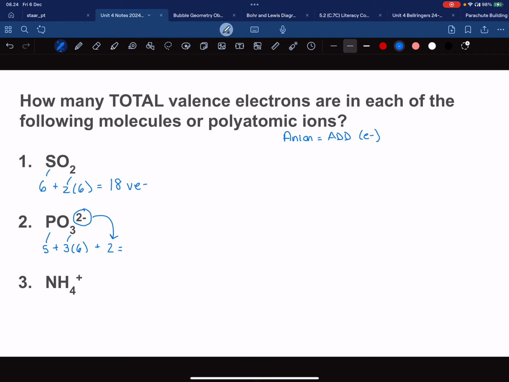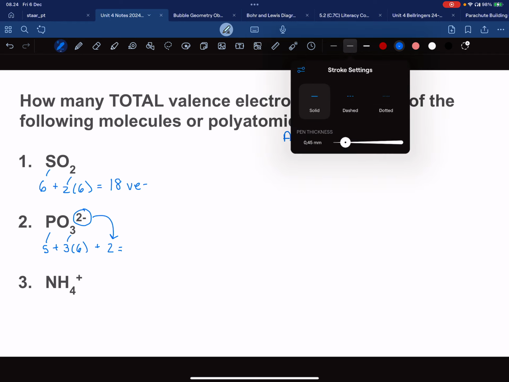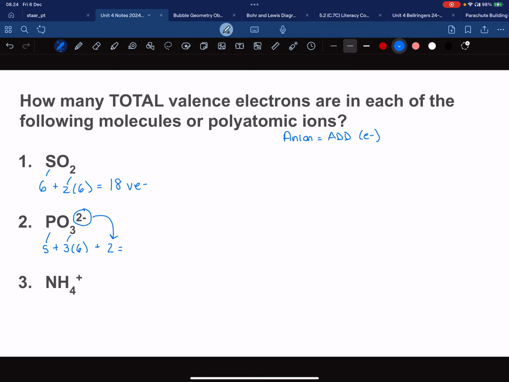2. Actually, I just realized I've made a mistake. That should be PO3 minus. So I'll have to fix that in the Bellringer. Anyway, so that means that I'm going to add 3. So 5 plus 3 times 6, which is 18. 5 plus 18 is 23. Plus 3 is 26 valence electrons.